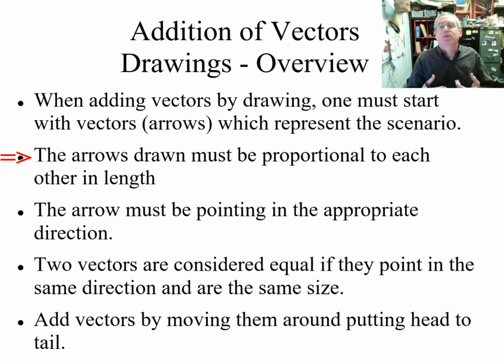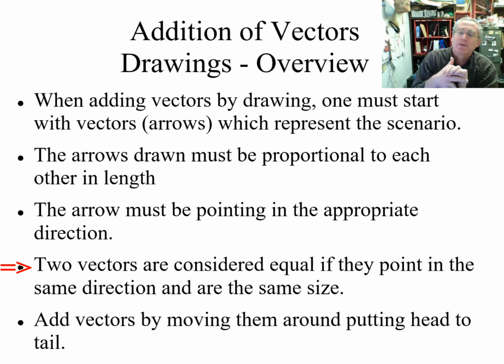The direction needs to point in a specific direction. Direction does matter, so it matters if I have 2 newtons going this way versus 2 newtons going that way. That will have very different effects on an object. And then, working on the idea that vectors with the same magnitude and the same direction, in other words, drawn the same length and with the exact same direction as another vector, we're considering them equal.